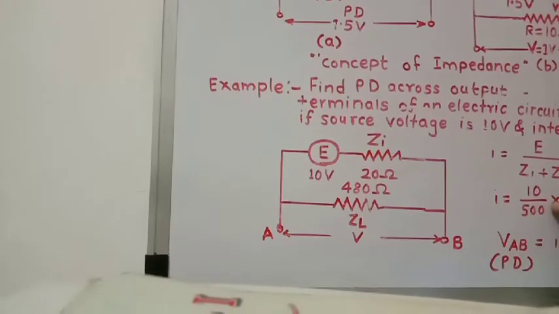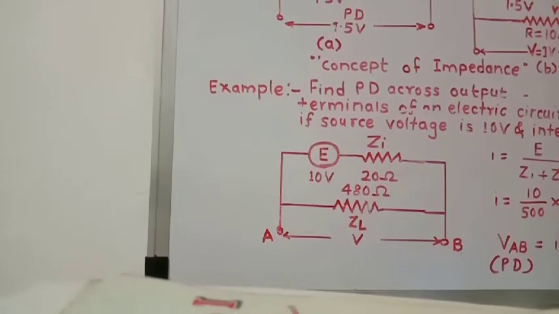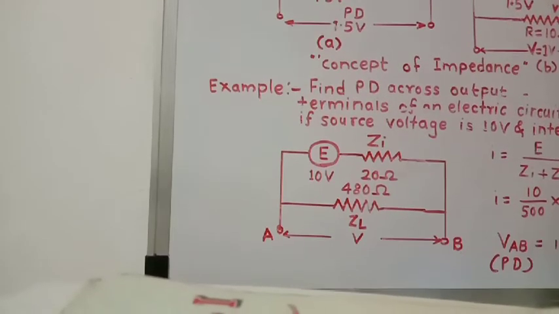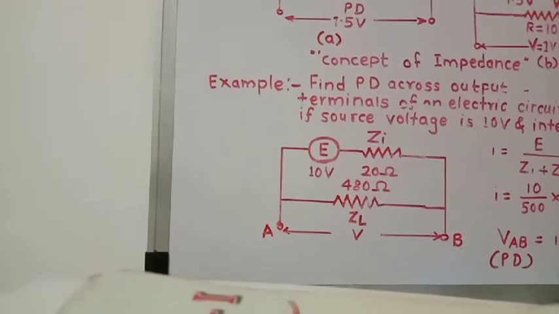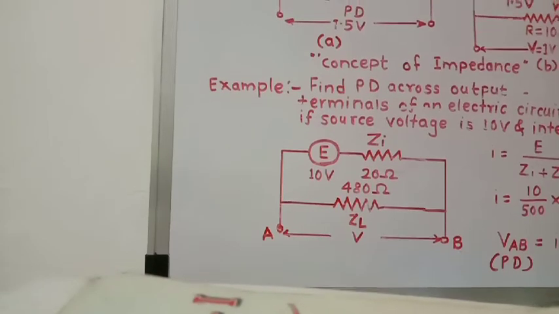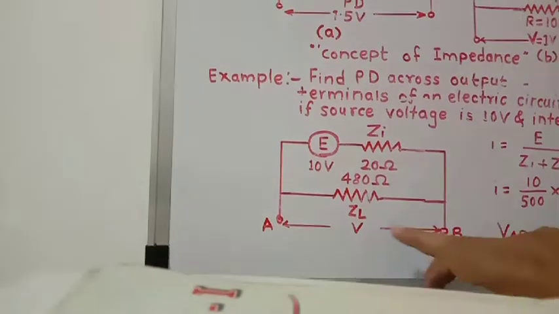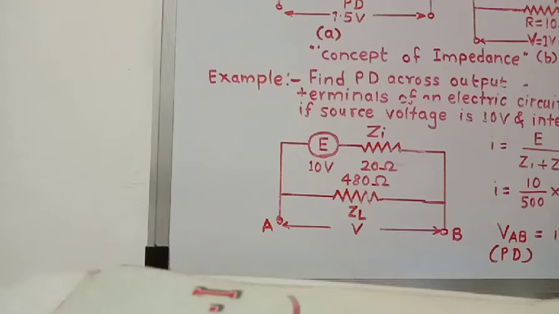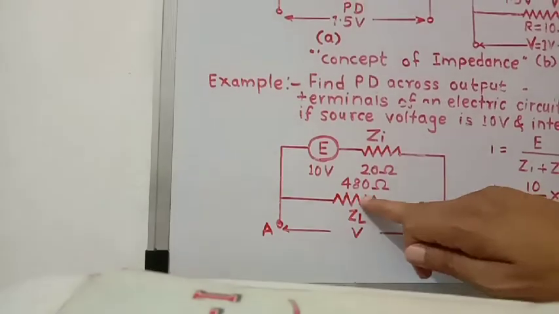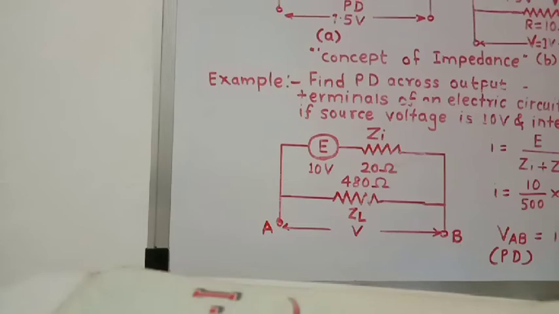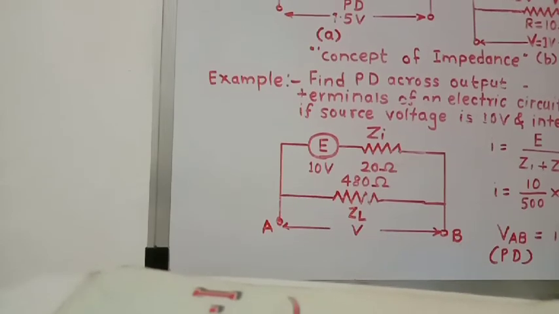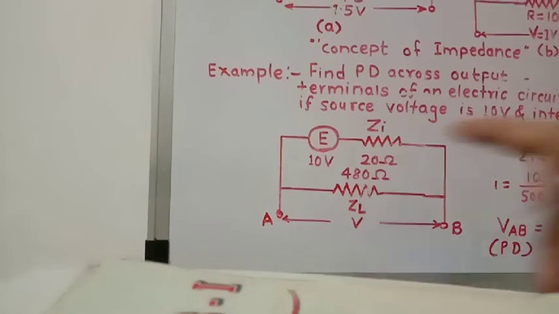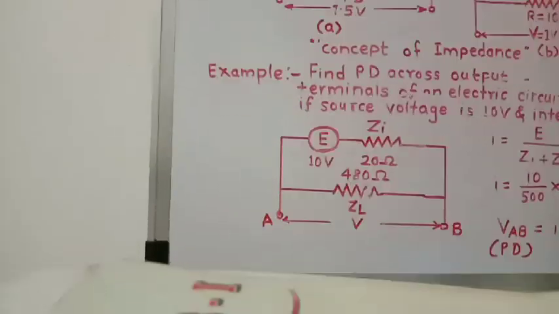Therefore, I is equal to 10 upon 500 into 1000. This current will be converted into milliampere. 10 upon 500 ampere means 10 upon 500 into 1000 milliampere, that is 20 milliampere, means 0.02 ampere. So voltage across the terminals or potential difference across A and B terminals is equal to I into ZL. So I is 0.02 and ZL is 480. So 0.02 into 480 is equal to 9.6 volt. Okay, so instead of 10 volt, we are getting 9.6 volt. So we will stop.